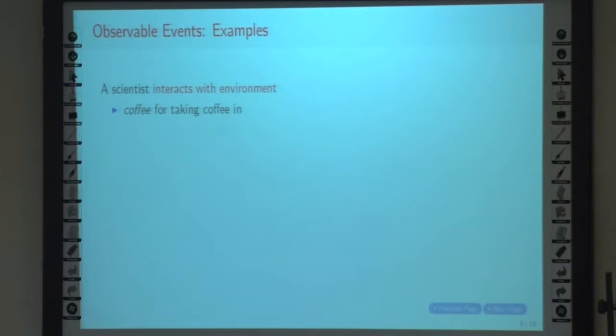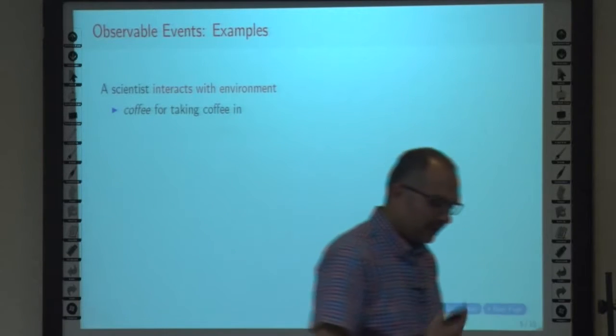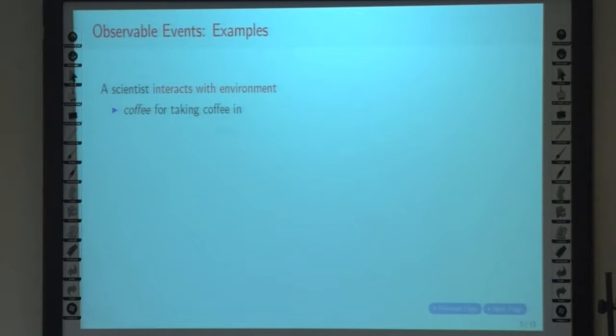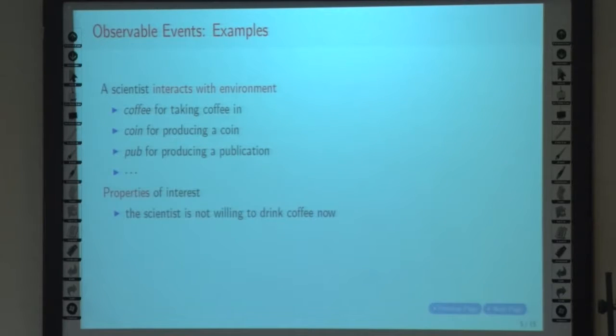So a typical system that I will use is about a scientist. A scientist can interact with the environment by drinking coffee, by putting a coin in the coffee machine, and by producing a publication. That's typically what a scientist does, nothing more than that. They also may do some unobservable actions every now and then. One property that you would want to specify is that the scientist is not willing to drink coffee now.